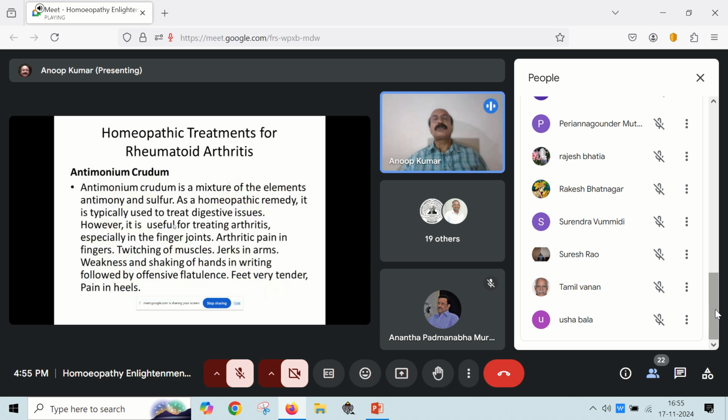Now, for rheumatoid arthritis, we will see how homeopathy can help us. Antimonium crudum is a mixture of the elements antimony and sulfur. As a homeopathic remedy, it's typically used to treat digestive issues. However, it is useful in treating arthritis, especially in the finger joints. Arthritic pains in fingers, twitching of muscles, jerks in arms, weakness and shaking of hands in writing, followed by offensive flatulence, feet very tender and pain in the heels. So these are the symptoms for which we will ask for antimonium crudum, which will be very useful for patients suffering from these sorts of symptoms.